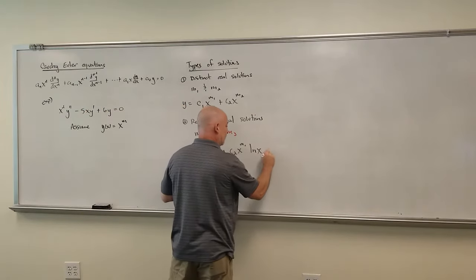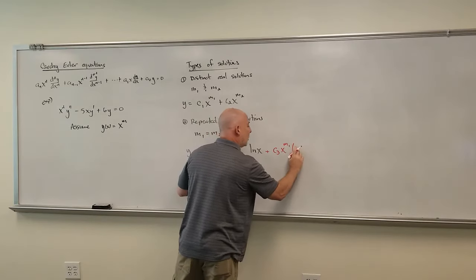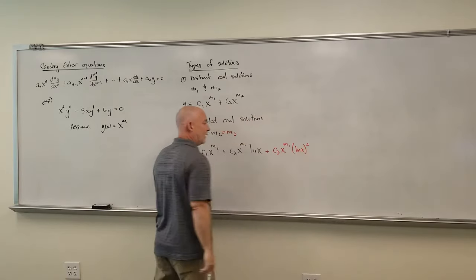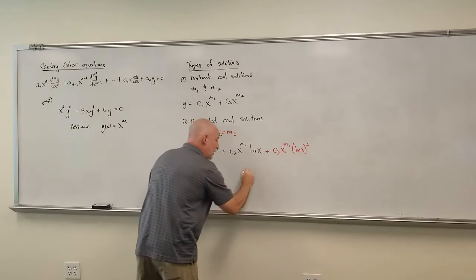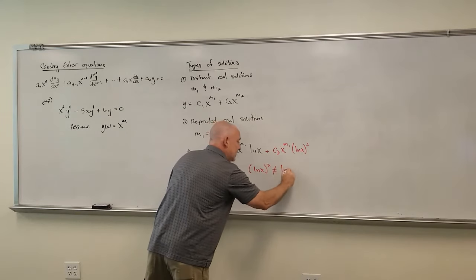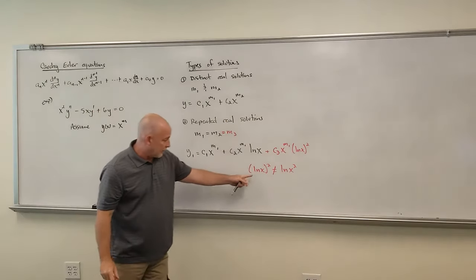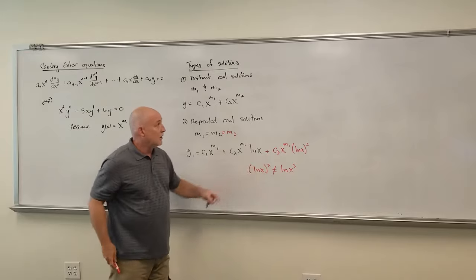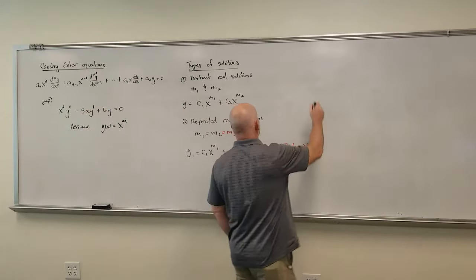Now, of course, if it's repeated again, so on and so forth, so if it was m3, just like before, we'd have C3 x to the m1 natural log of x squared, and then cubed, and so on and so forth. Now be careful. The natural log of x squared is not the same thing as the natural log of x, squared. Those aren't the same thing, so you have to make sure that you have the entire natural log in the parentheses.